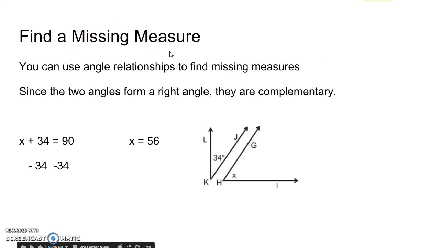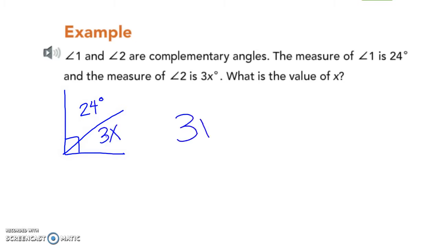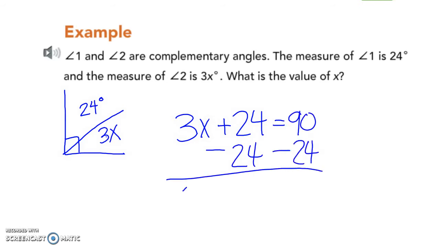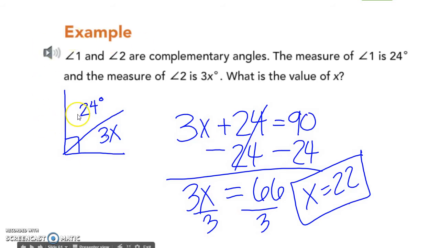Here, the measure of its supplement, remember supplementary means they add to equal what? 180. So you would just subtract this from 180 to get that. And we can set up and solve equations using those complementary and supplementary angle relationships as well. For example, if angle 1 and angle 2 are complementary angles, so I'm going to draw that. Complementary means 90. Angle 1 is 24 degrees, and the measure of angle 2 is 3x. So what is the value of x? I would say 3x plus 24 equals 90. Subtract 24. That would equal 66. So then divide by 3. X equals 22. They may ask you to plug that in to find the measure of angle 2 then. We would just multiply that times 3.